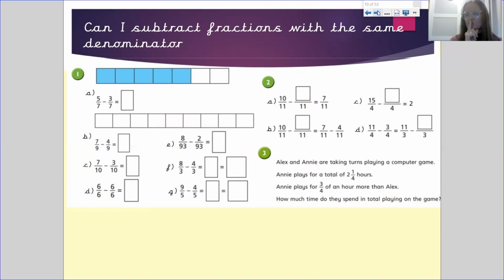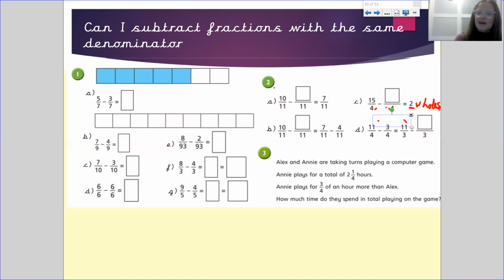Now it's giving me 2 wholes, and that is your clue. They've already converted our improper fraction to a mixed number or a proper number. So think about what over 4 will give me 2 wholes. And then D is 11 over 4 minus 3 over 4 is the same as 11 over 3 minus something over 3. So give that a think, because this is going to give you an answer, and this answer has to be the same as this one. So how can we get that when the denominators are actually different?